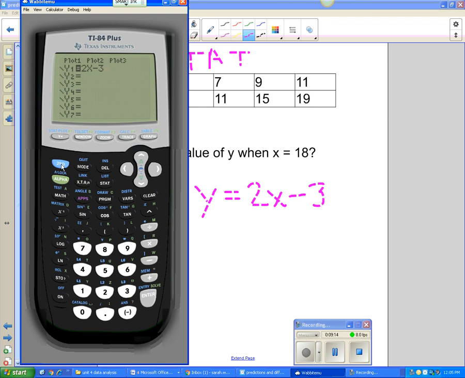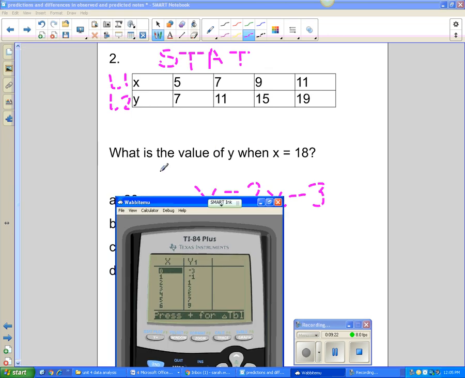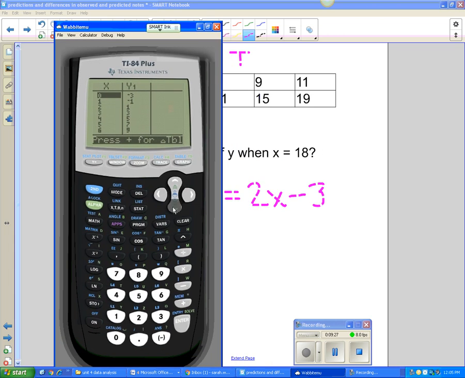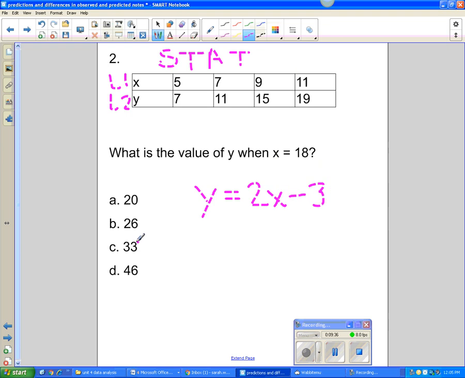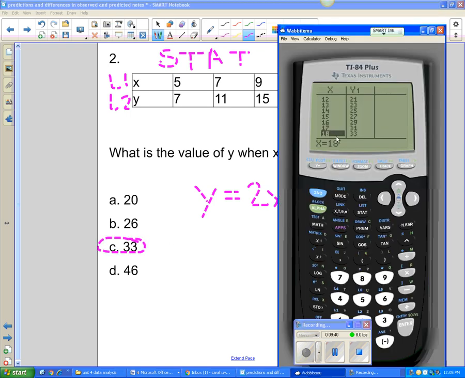And you're going to go to second graph. All right, so let's see what it says now. The question says, what is the value of y when x is 18? So I'll scroll down to 18. So use your arrow keys, and the answer is 33. Okay, so I'll show you on the calculator again. Scroll down to 18, and you get 33 as the y value.